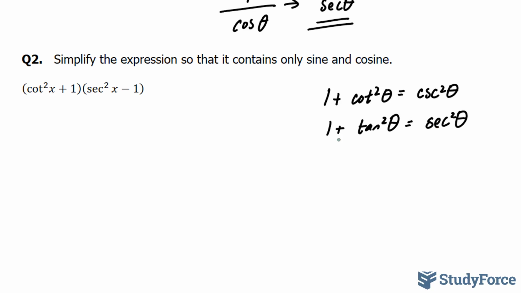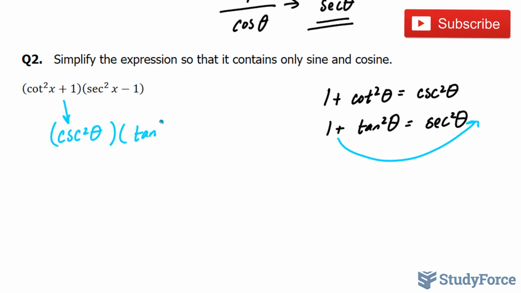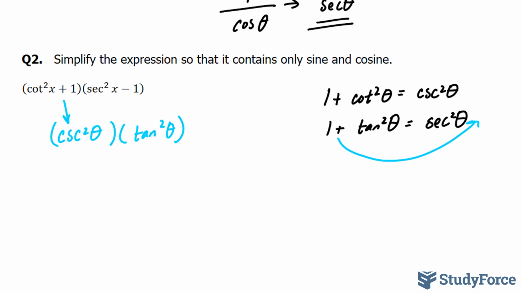So if I bring this term over and I replace this with cosecant squared theta, here's what happens. Cosecant squared theta, that switches, times, and I told you I'm going to bring this 1 over, making it secant squared theta minus 1, I end up with tangent squared theta. Now this is really important for us because tangent squared theta can be replaced with sine squared theta over cosine squared theta.